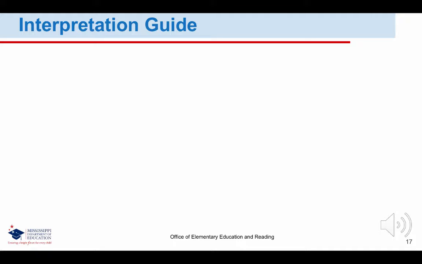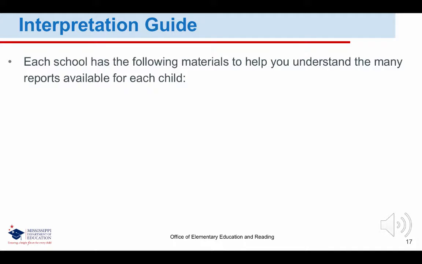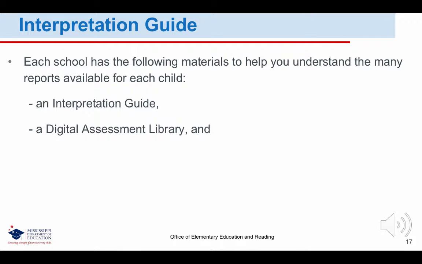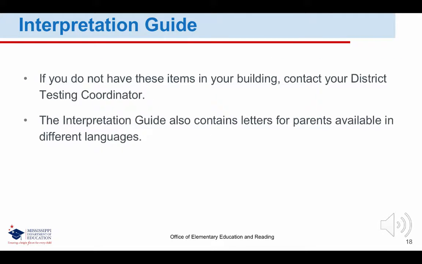There's an interpretation guide that comes with the LostLinks materials. And each school has the following materials to help you understand the many reports available for each child: an interpretation guide, a digital assessment library, and an instructional library provided by LostLinks. If you do not have these items in your building, contact your district testing coordinator. The interpretation guide also contains letters for parents available in different languages.